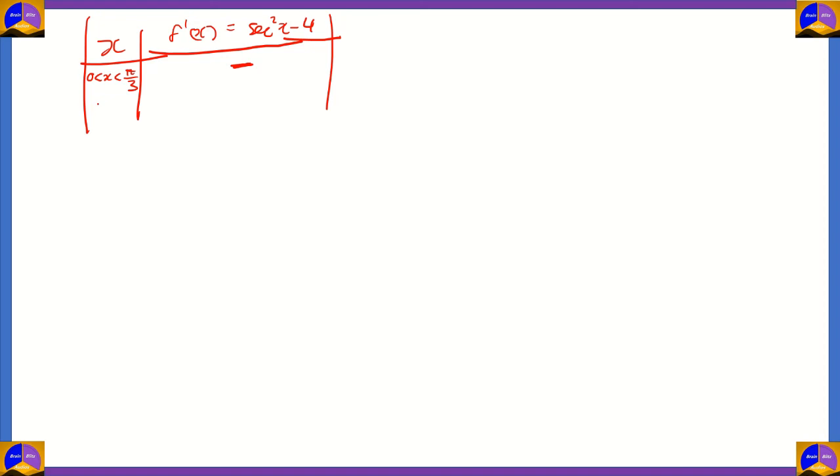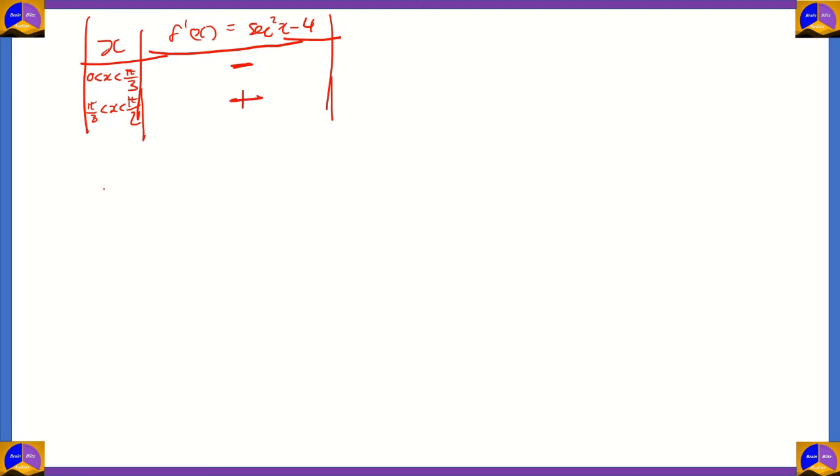So now we'll take the next interval, pi by 3 less than x less than pi by 2. And at pi by 3, secant square pi by 3 is 4. So 4 minus 4 is 0. Secant square pi by 2, that is infinity to be exact. So infinity minus 4 is infinity. So you have plus infinity. That means the value will always be positive in the interval pi by 3 to pi by 2.